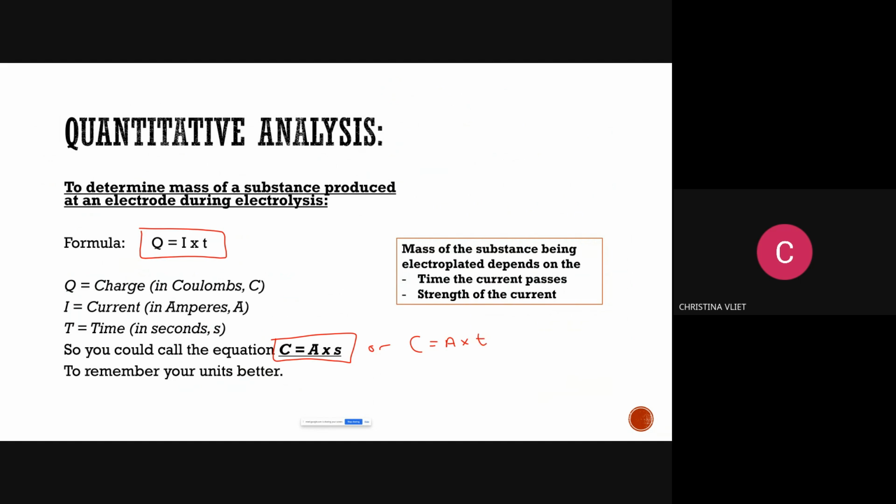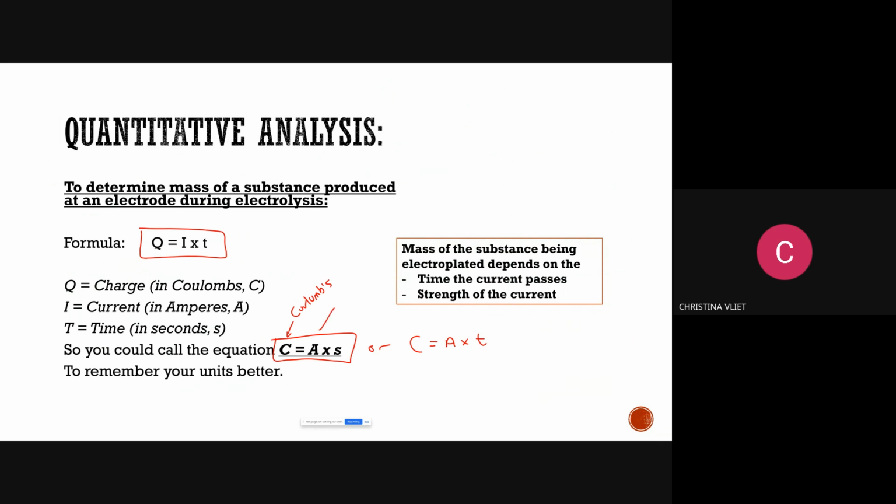Whichever one works for you. I'm couch, so I like this formula. Why? Because this tells me the units I'm plugging in. So instead of Q, I, and T, I use C, A, and T. This is coulombs, so however many coulombs I have, that's the charge. The unit of charge is the coulomb.